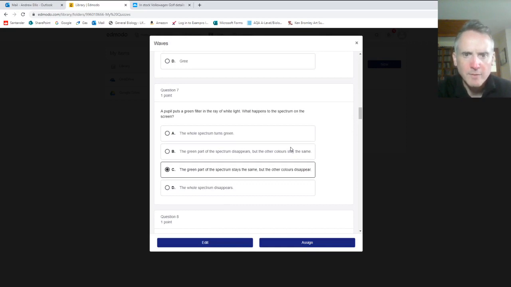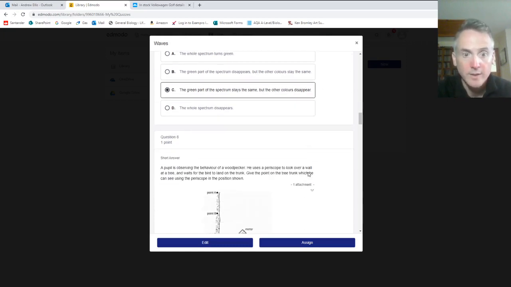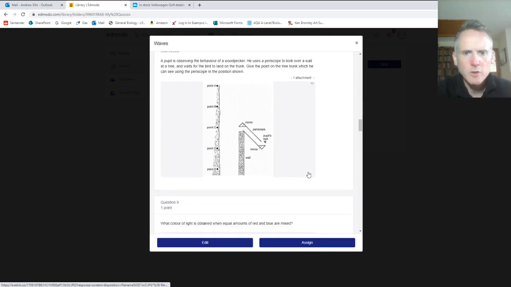Seven. The pupil puts a green filter in the way of a white light. What happens to the spectrum on the screen? Well, only green light can pass through a green filter. Therefore, the spectrum will disappear, apart from green, which will be there. So the green part of the spectrum stays the same, but the other colours disappear. They can't get through the filter. Okay. A lot of you struggled on this one.